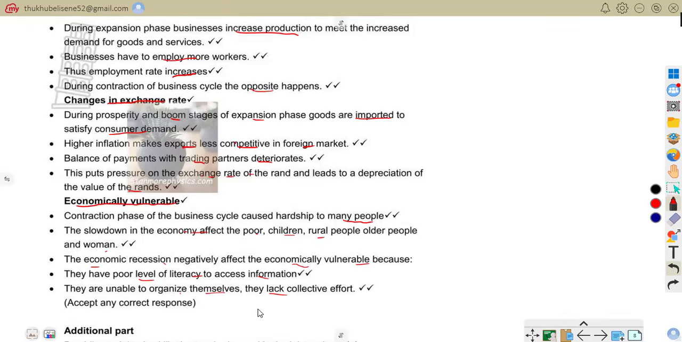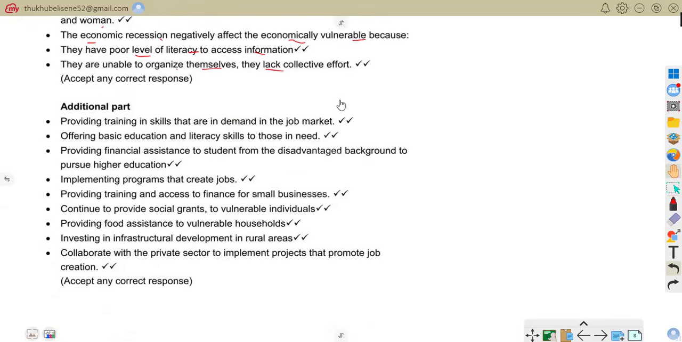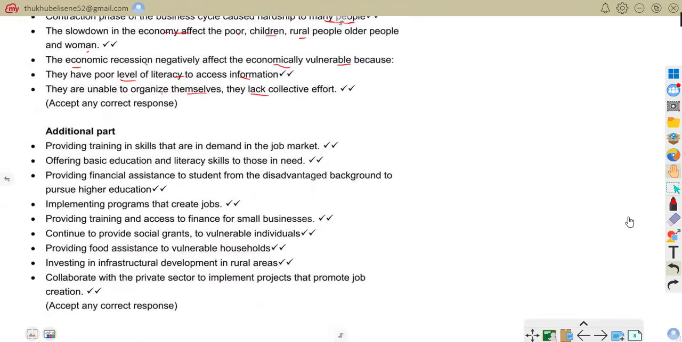Limited education reduces job opportunities. They also lack collective organization, as they cannot easily advocate for support or better wages. Now let us come to the additional part, which says providing training in skills that are in demand in the job market.